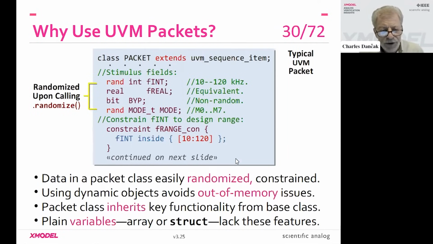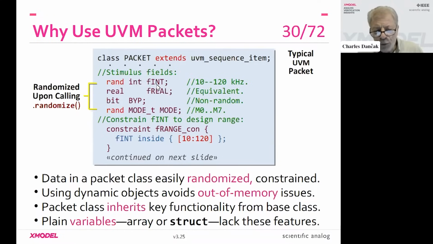Only in a class can you randomize specific fields at will by calling the built-in .randomize method. Here we've declared both the integer value of the frequency and the enumerated mode. We've declared them both as random variables, so they'll be randomized when we call this method. I should also mention, this will be a uniform random distribution.